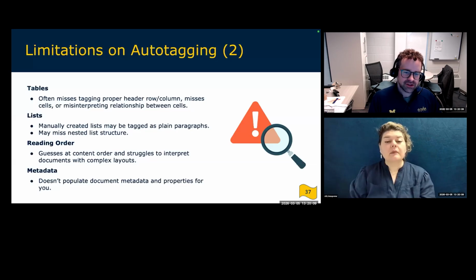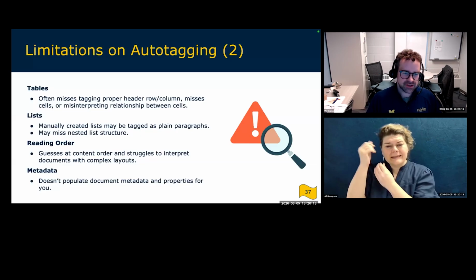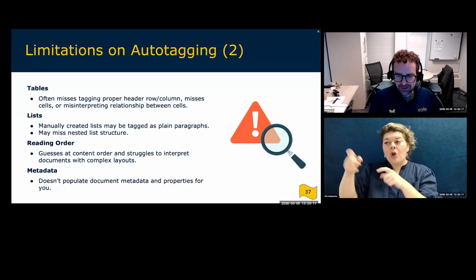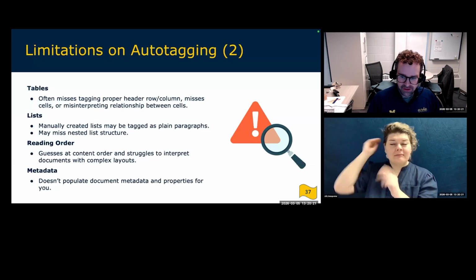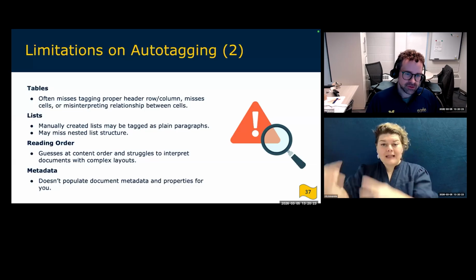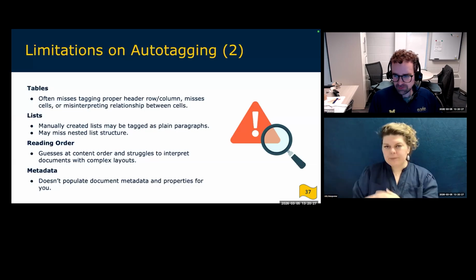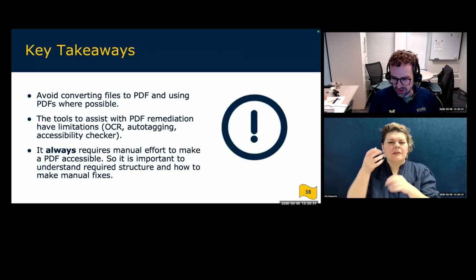Additionally, Adobe is not going to populate important metadata and properties for you, which means that there's still going to be a little bit of extra work to do after you're running your auto tagging. And we hope that that is a takeaway that you'll have from this. After you auto tag, you'll want to manually review, and you'll probably need to do some manual tagging to fix up that document. Next, we'd like to just briefly touch on our key takeaways and talk about what you can expect in part 2.